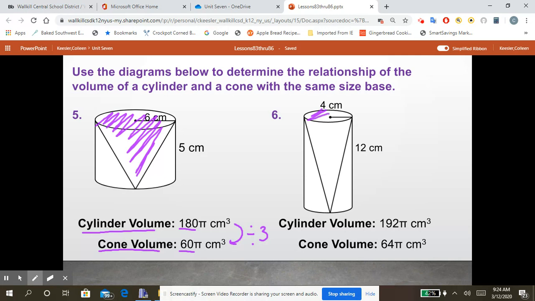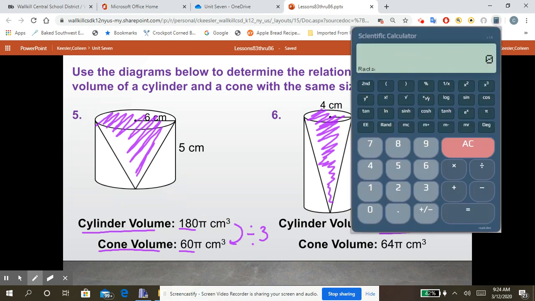So here, again, here's my cone inside my cylinder. And here the cylinder is 192 pi centimeters cubed and the cone is 64 pi centimeters cubed. So let's see if we do 192 divided by 3 if we get 64.